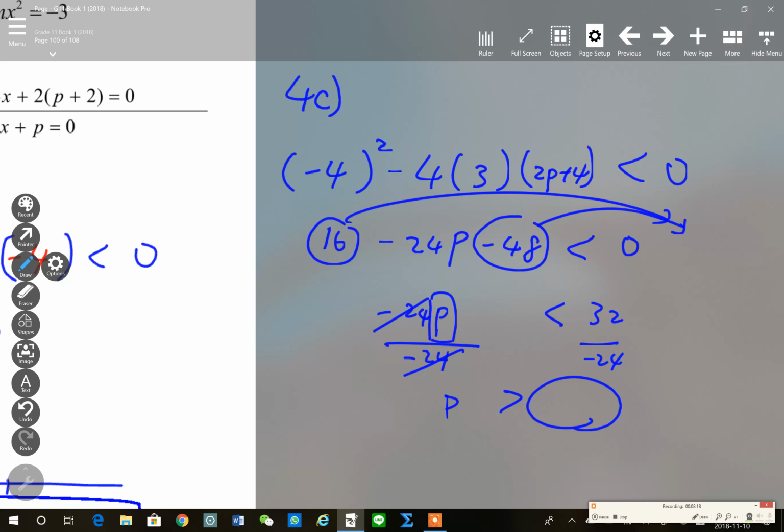4B. Let me check. B squared minus 4A. Okay, and then you move this over. What is that? Is that negative 9? Yeah, that's fine. That's the answer. D is bigger than 2.